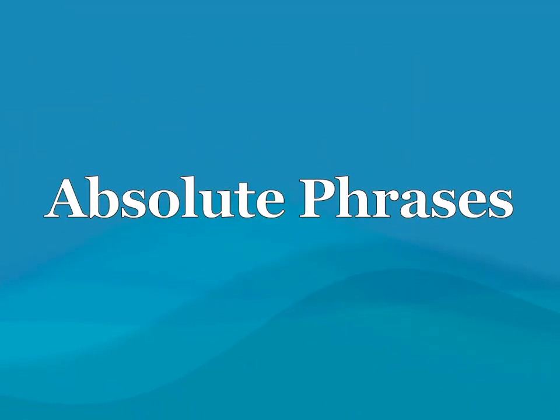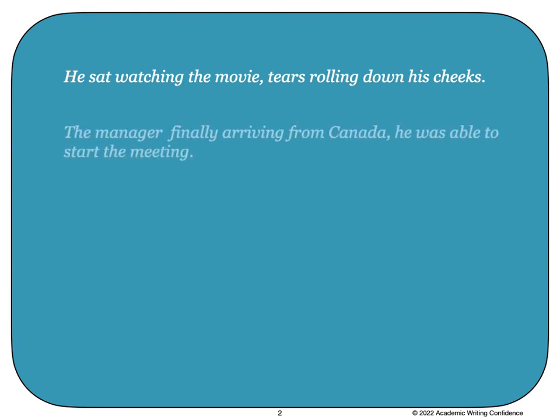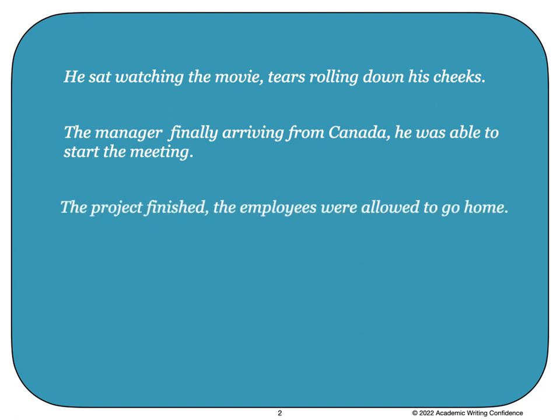In this video, we're going to talk about absolute phrases. He sat watching the movie, tears rolling down his cheeks. The manager finally arriving from Canada, he was able to start the meeting. The project finished, the employees were allowed to go home. All of these are examples of absolute phrases.